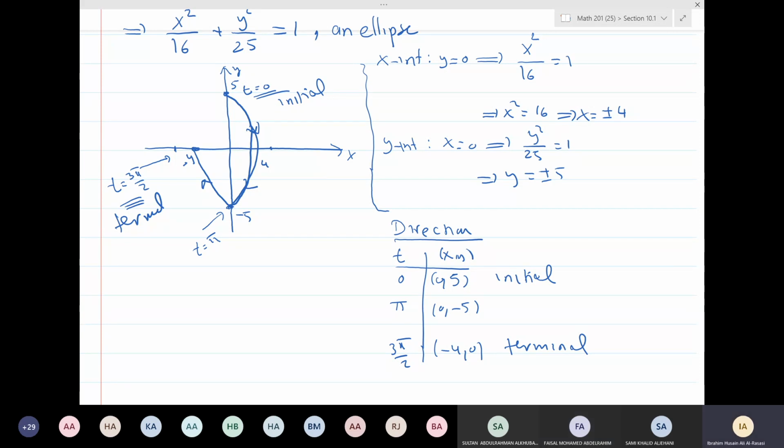Teacher, why is the second quadrant removed? What is the initial point? T equal to 0, which is (5, 0). And this is the terminal point. So I will go from t equal to 0 until I reach t equals 3 pi over 2. I will stop at the terminal point, so I will not go through the second quadrant. This is the reason.